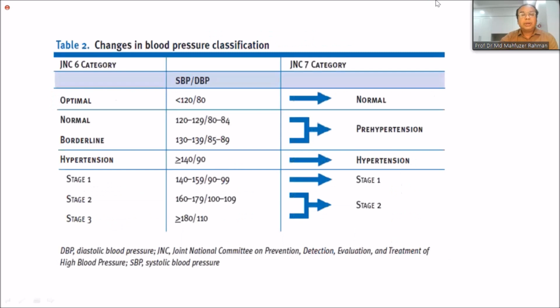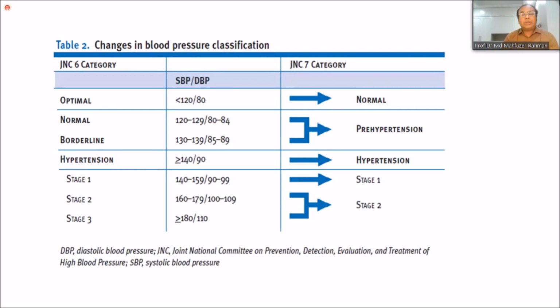And we are habituated with the JNC7 classification of hypertension. You see normotensive, blood pressure less than systolic 120 and diastolic less than 80. Whenever the systolic is 120 to 139 or diastolic 80 to 89, they are designated as pre-hypertensive. And hypertension is said whenever the blood pressure systolic is at or above 140 and diastolic at or above 90 millimeter of mercury.